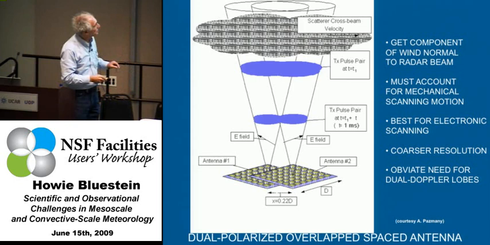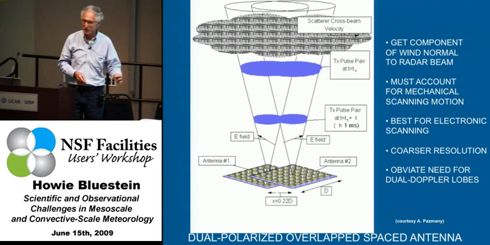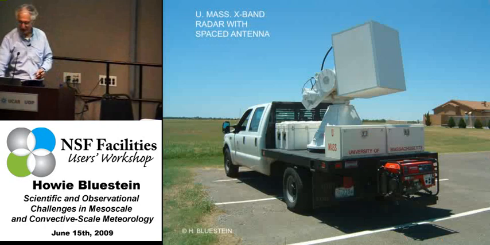The resolution is relatively coarse, but it obviates the need for dual Doppler lobes. So if we can solve this challenge, we'll be able to go out with just one Doppler radar. You won't need to have a network, and you'll actually be able to get two-dimensional measurements of the wind. That was the spaced antenna, which was several years ago.